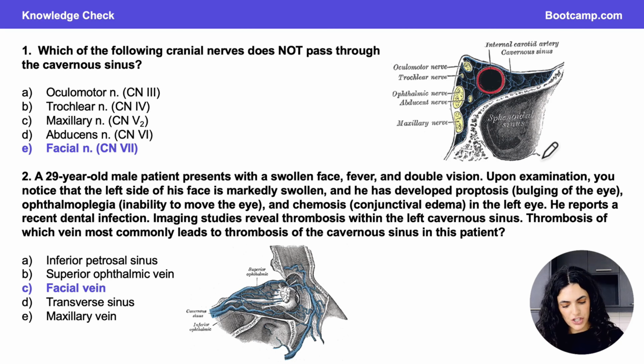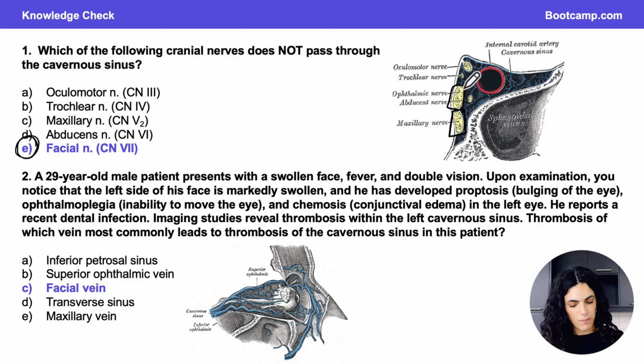So for that first question, the one nerve that does not pass through the cavernous sinus is the facial nerve. Right? We did say that some of the clinical presentations that may occur include the absence or loss of sensation of the face, but that is due to the branches of the maxillary nerve as well as the ophthalmic nerve as they pass along the lateral wall of the cavernous sinus.